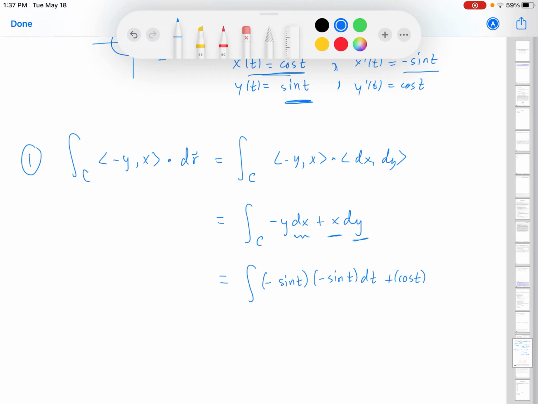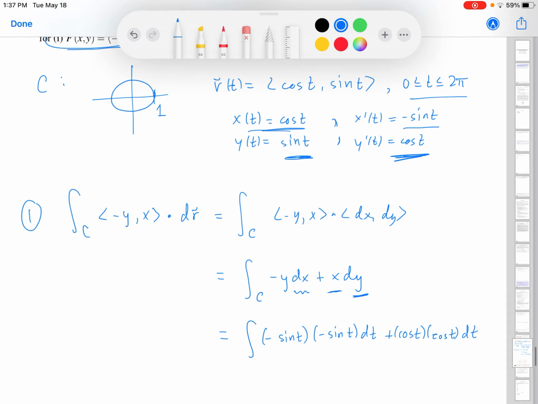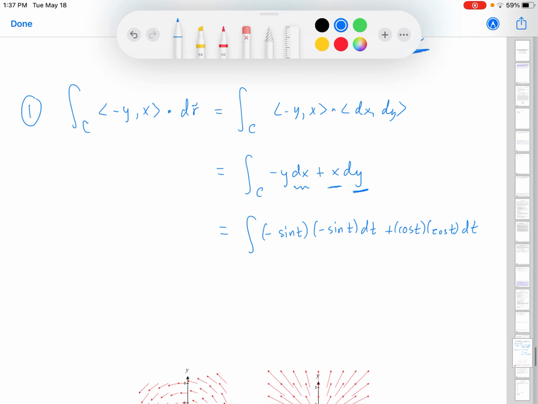Cosine of t. And then dy is y prime of t times dt, cosine t dt. Everything is now in terms of t. T ranges from 0 to 2 pi, so those are my limits, 0 to 2 pi. And then now I simplify. Here I get sine squared. Here I get cosine squared. I'm adding them, and I know sine squared plus cosine squared is 1, so I get the integral from 0 to 2 pi of 1 dt. And that just becomes 2 pi.